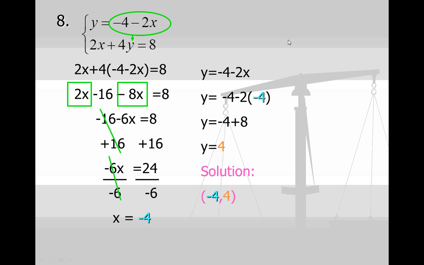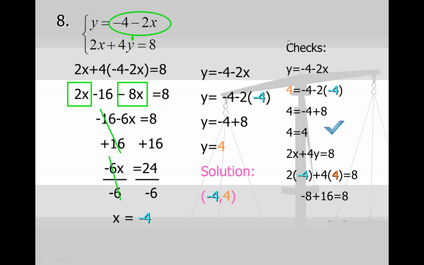Now go back and put them into your equations and check and make sure you did it right. So the first equation works out. Second equation works out as well. Putting them in for x and y, that means that my solution is correct. Negative 4, 4.